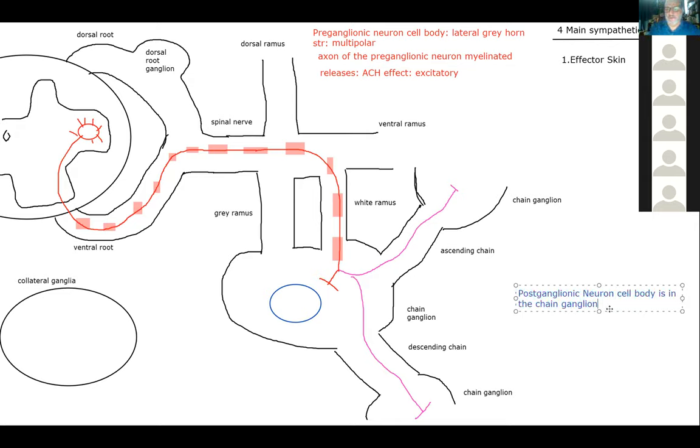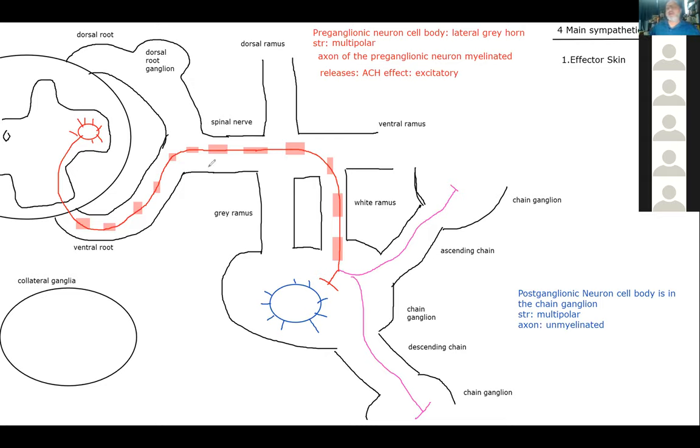All right, excellent. What is its structural classification? Multipolar. Also multipolar. Excellent. It is also multipolar. Its axon, myelinated or unmyelinated? Unmyelinated. Excellent. So we have a multipolar neuron here whose cell body is located here in the ganglion. It is multipolar and it has an unmyelinated axon.